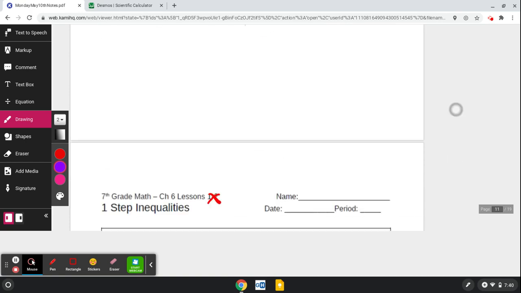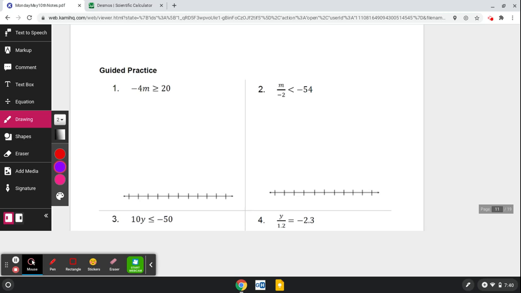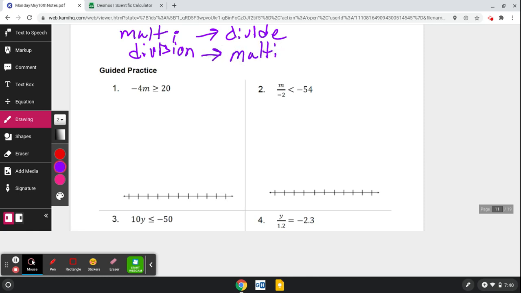All right, so there's a guided practice. So let's practice that. Okay, this is it. And then it's your homework time. All right, what's the opposite if we have multiplication? We have multiplication, you are going to divide. Oops. If we have division, we're going to multiply. Okay, this is multiplication, remember? So we're going to divide by negative 4. Remember, I'm dividing by a negative.